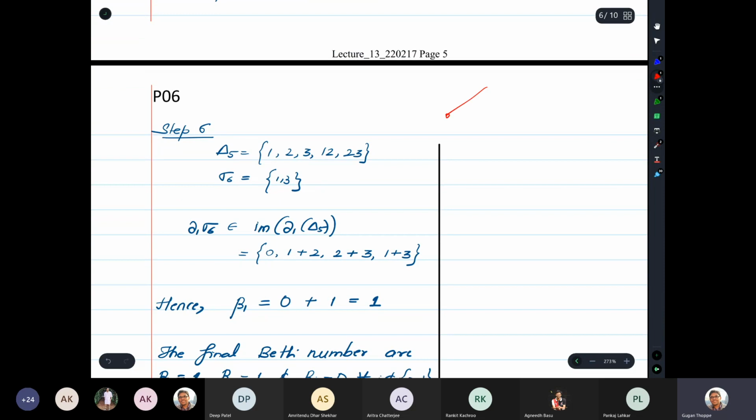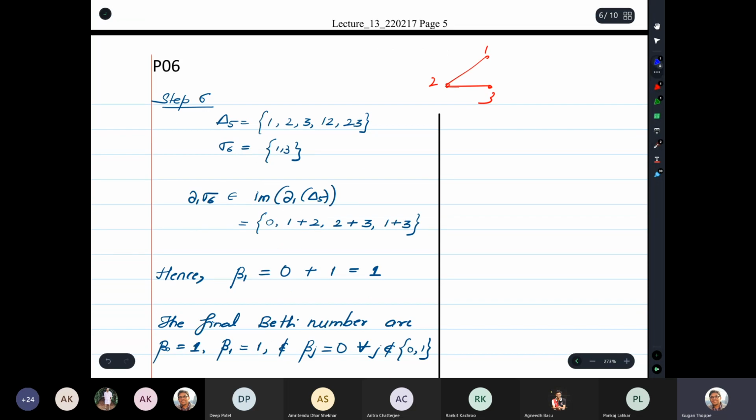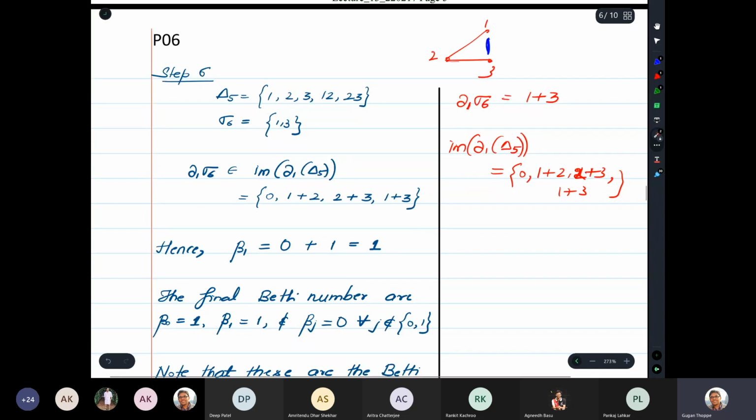Okay, so let's try and understand what is the scenario. I have 1, 2, 3 over here, and I'm adding this edge 1, 3 to this situation. So now let's see what is ∂1 of sigma 6. I hope you agree that this is 1 plus 3, and the image of ∂1 of delta 5, I hope you agree, is 0, 1 plus 2, 2 plus 3, and also 1 plus 3. So you can see that this 1 plus 3 comes because of 1, 2 plus 2, 3, and this lies in the image. So when I add this edge over here, this will now lead to creation, right?